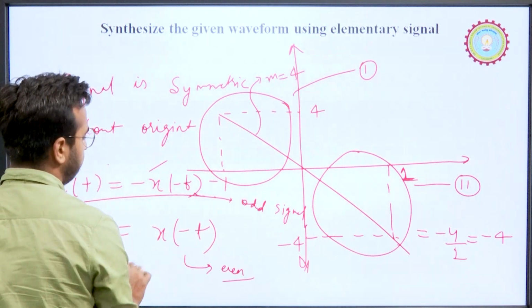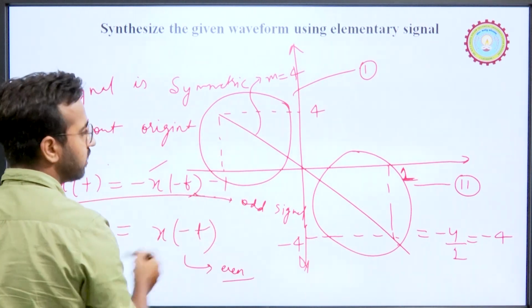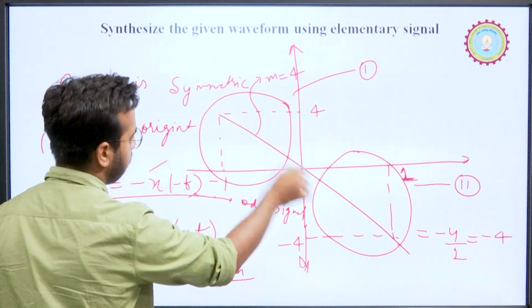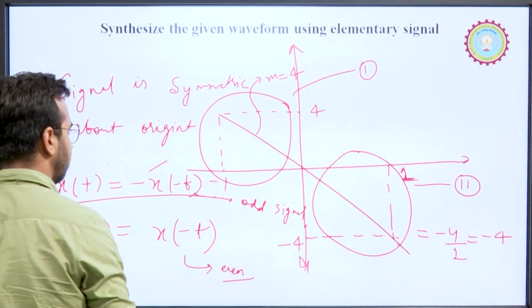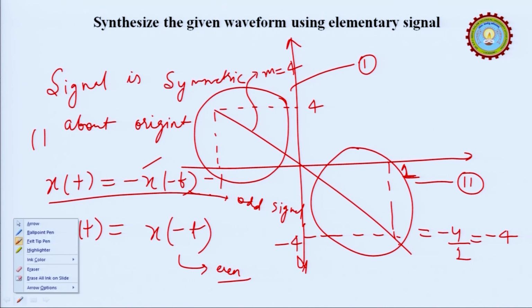If a signal is symmetric about the y axis, then it is called an even signal. If a signal is symmetric about origin, then it is called an odd signal. So, if you try to identify, this is the name of this signal. This is an odd signal. Okay.